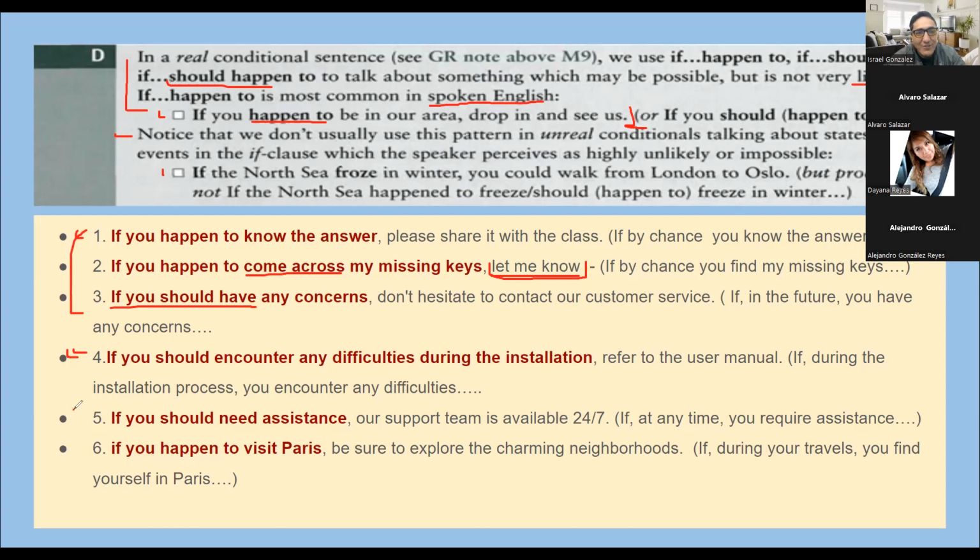Okay, number 5, Alex. Yes. If you should need assistance, our support team is available 24 hours, 7 days. If at any time you require assistance, you can do it at any time, because they tell you it is available 24/7. So they invite you to contact the support team at any time. Well, then number 6, Alvaro, thank you.